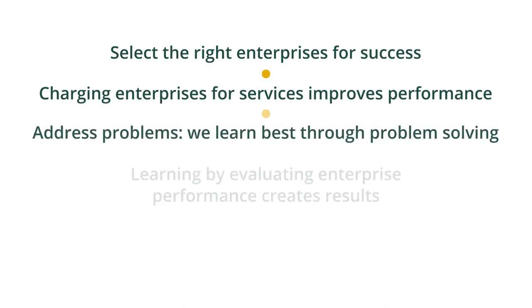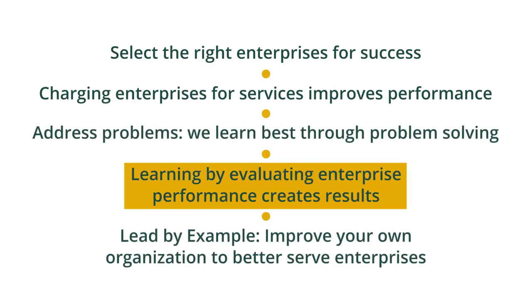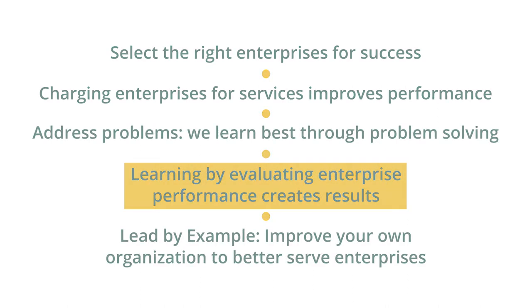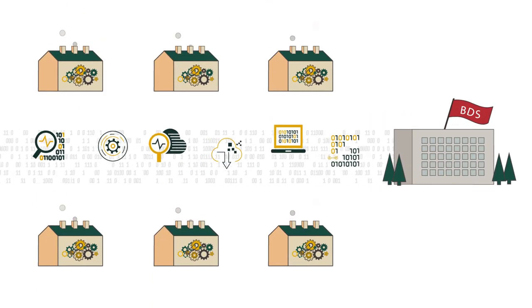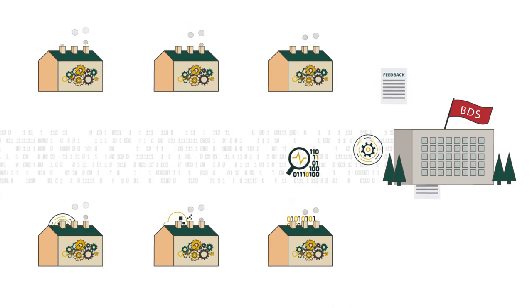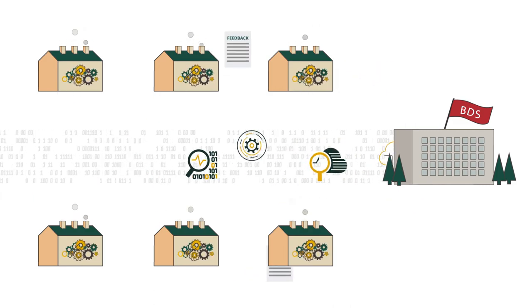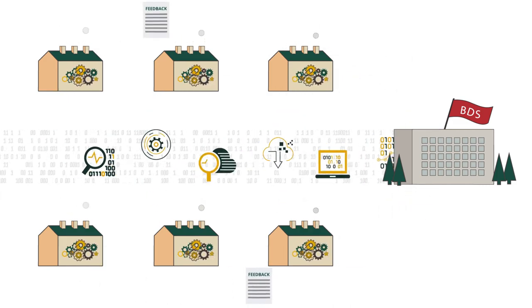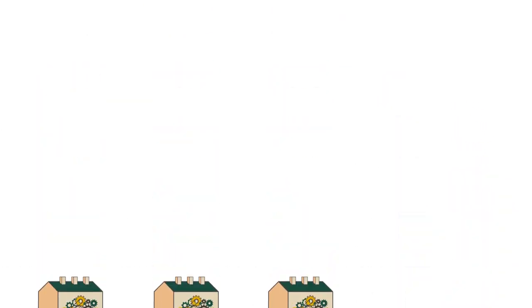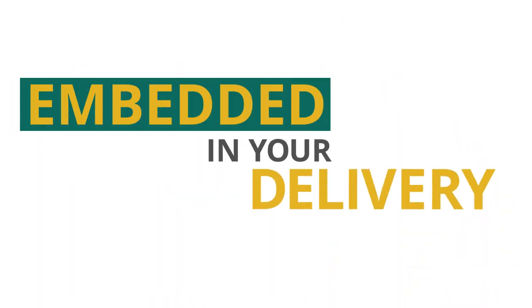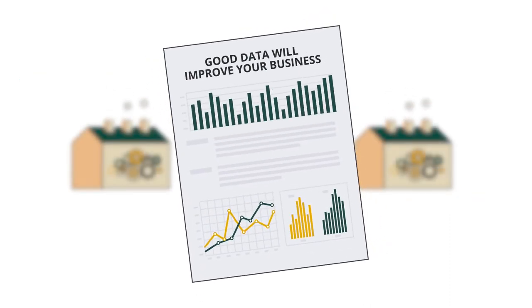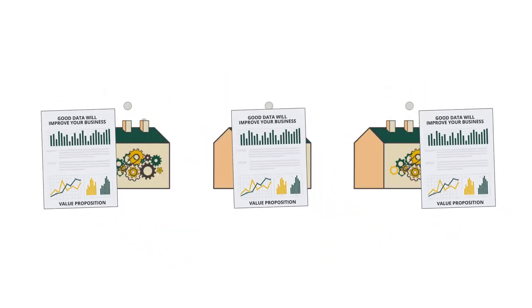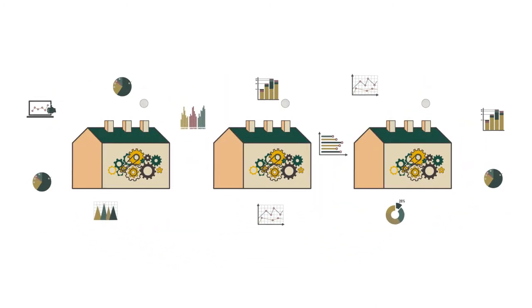Lesson 4. Learning by evaluating enterprise performance creates results. The highest performing business development support programs collect and evaluate enterprise performance data and, together with feedback, use it to continuously improve their services. The collection of data should be embedded in your delivery. In other words, building it into your value proposition with the entrepreneur or enterprise by helping them assess their own key performance information and not employed as an afterthought.